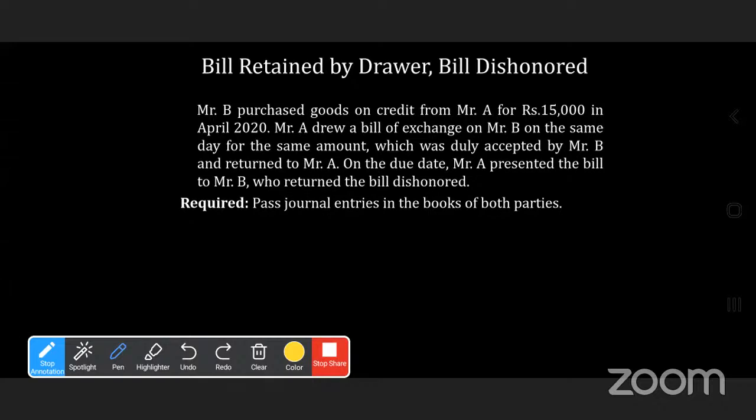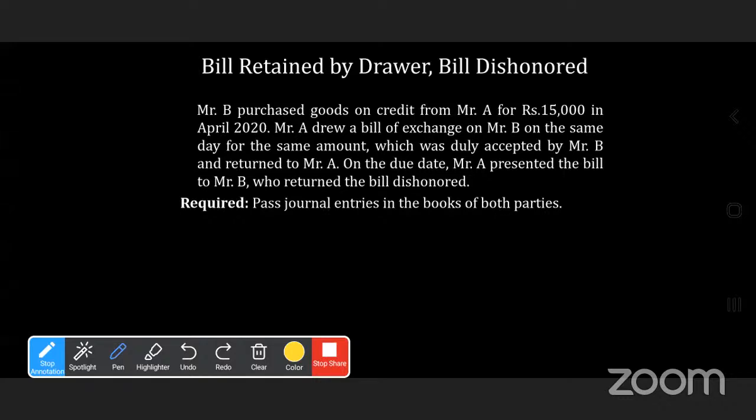Actually, I have to write the amount, write the date, 3 months bill. So assume it as a 3 months bill. On the same day, it was duly accepted by Mr. B and returned to Mr. A, and acceptance was received by A. On the due date, after 3 months, Mr. A presented the bill to Mr. B to pay the amount. But on the due date, Mr. B did not pay the amount. He failed to pay, and as a result, the bill was dishonored.